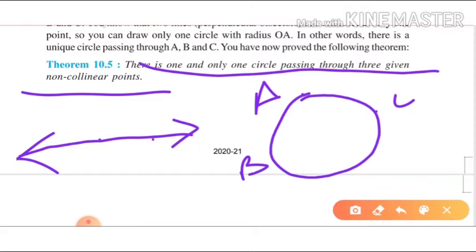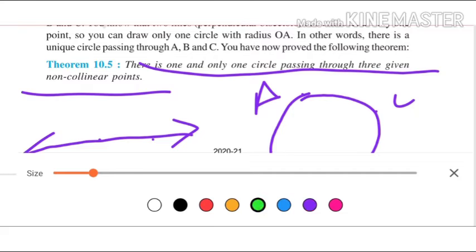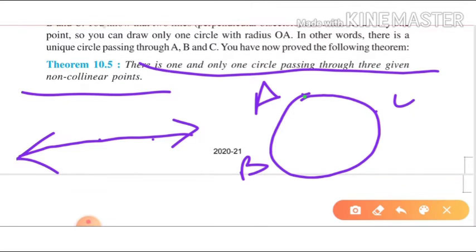So this A, B and C, if you will see, this A, this B and this C are non-collinear. Okay, they don't fall within the same straight line. So you can draw only one circle through three points which are non-collinear. This is not required, but I have explained it.